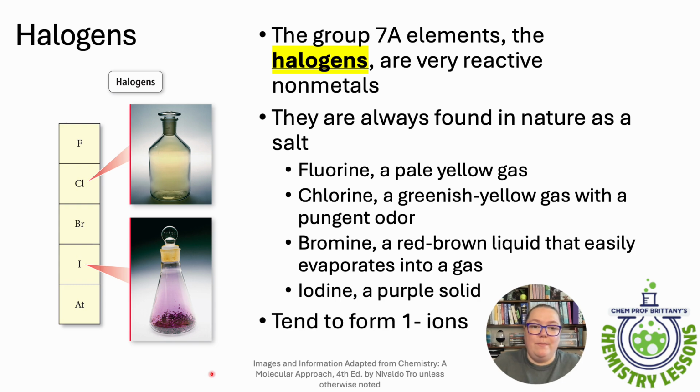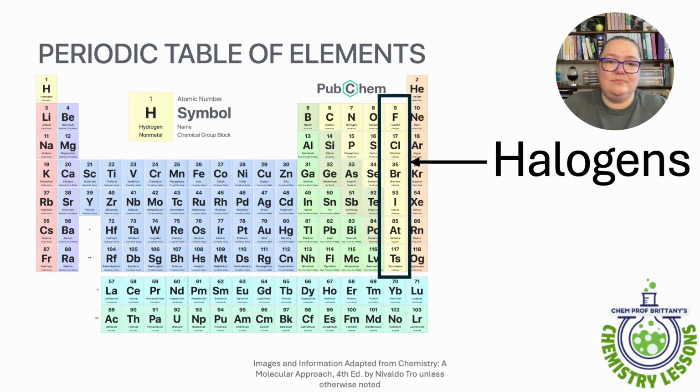These tend to form 1- ions, and they are found here next to our noble gases in column or group 7A or 17, depending on how your periodic table is labeled.